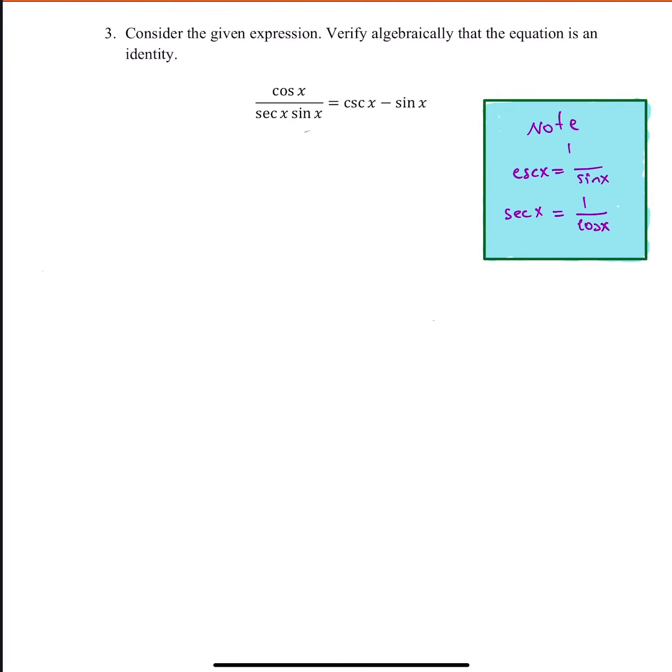Well, this is the new type of question, okay? It's telling us: consider the given expression, verify algebraically that the equation is an identity. So that means we have two things: one on the left hand side and one on the right hand side, and you have to just prove that they're equal to each other. Okay, so you can take one of them. I will try to do both of them.